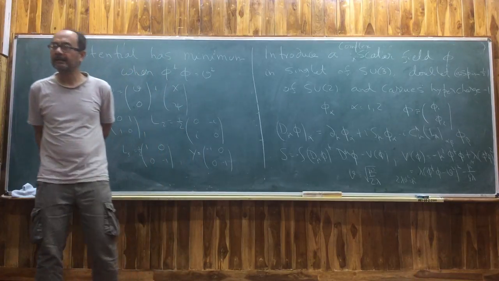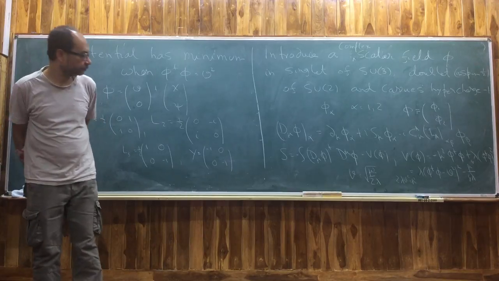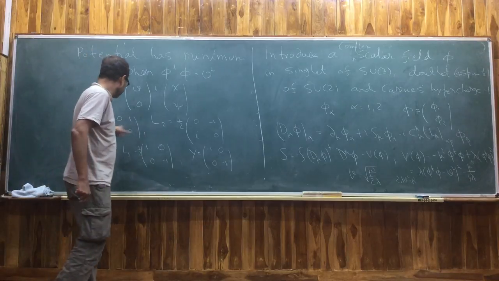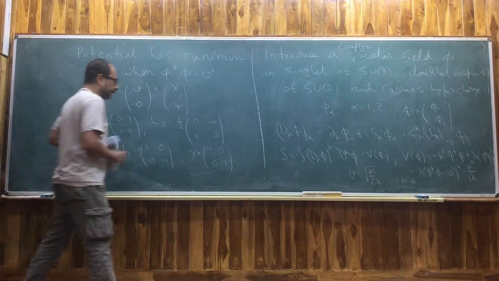Acting on phi will give me V by 2 and 0. Yes, V by 2, 0. So all of these have a factor of half in them. Okay, so let's try to do this.